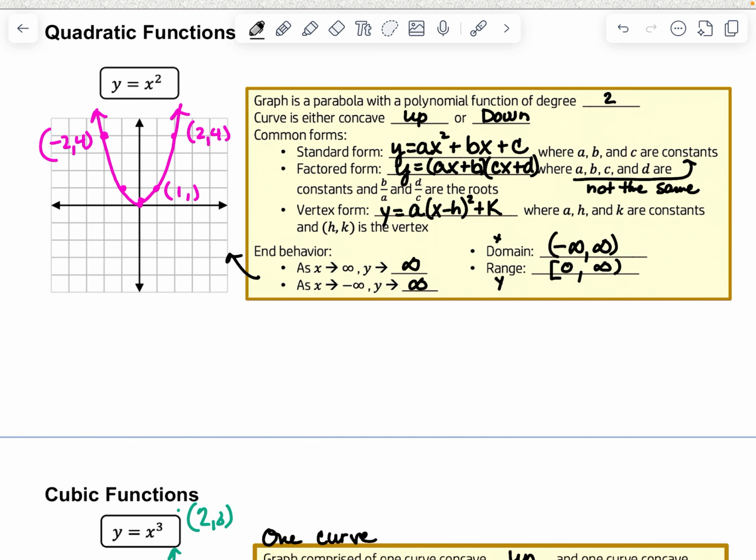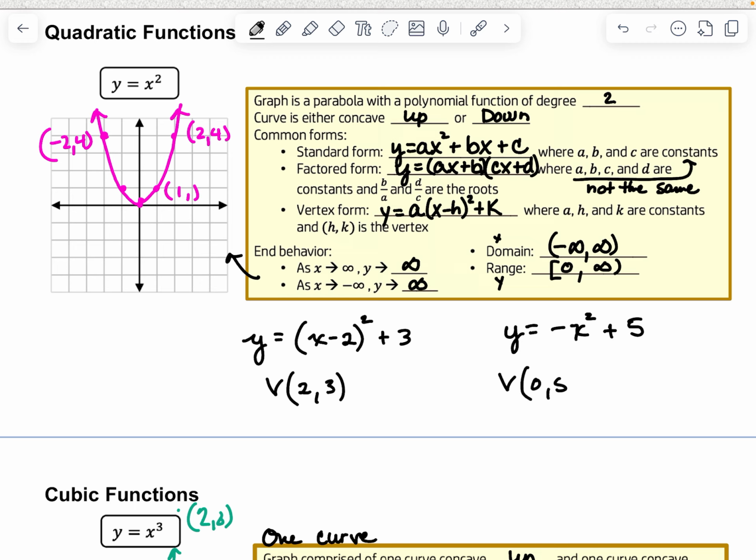Okay, so I could say y equals the quantity x minus 2 squared plus 3, and then we would say that the vertex in that case is going to be (2, 3). And I could say something like y equals negative x squared plus 5, it doesn't really matter. And so then we have the vertex for this one. Remember, it's just the x by itself, so it's going to be (0, 5). It's just going to be negative x squared, and it's going to go up.